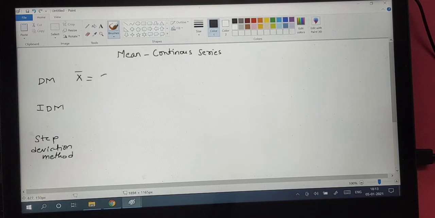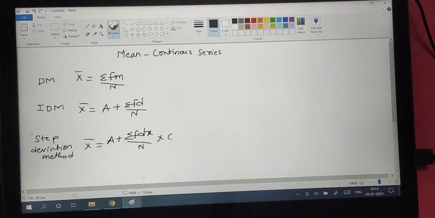X bar equals sigma f into m divided by n, and x bar, which denotes mean, equals a plus sigma fd by n, which is similar to your discrete series. And then the last formula under step deviation, x bar equals a plus sigma f dx divided by n into c. So these are the different formulas that we use in continuous series.